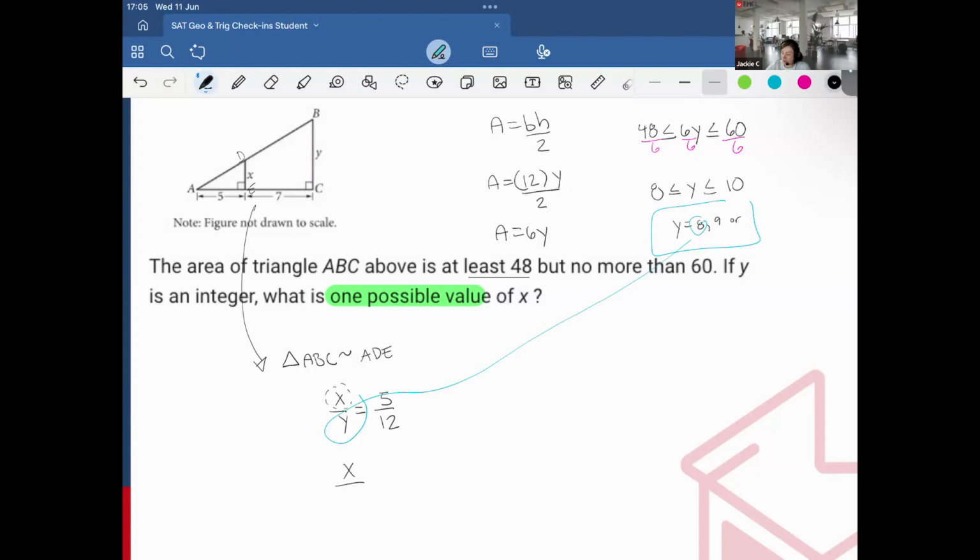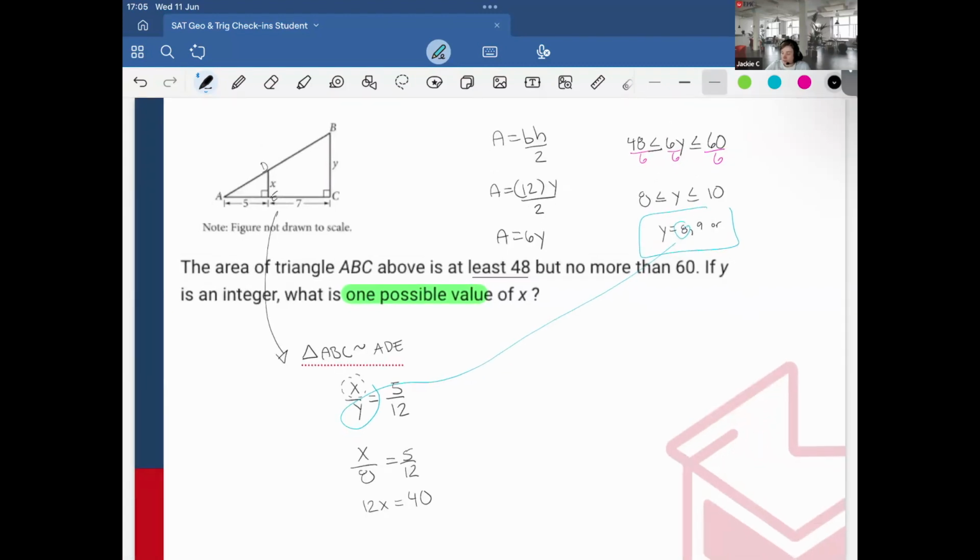And then I can say X over 8 is equal to 5 over 12. Then we get 12X is equal to 40. And then 40 divided by 12. So X equals 40 over 12, which we can simplify by dividing everything by 4. So that would be 10 thirds. So that could be one possibility.